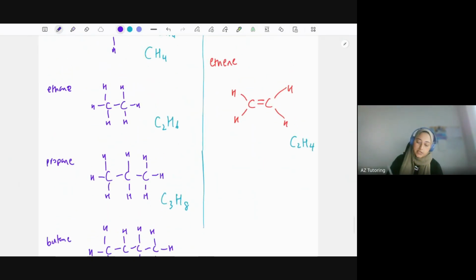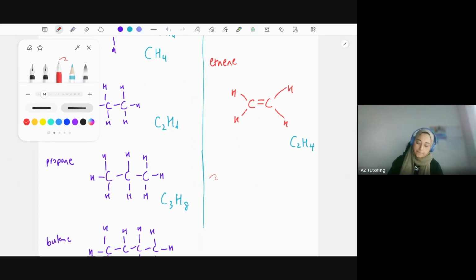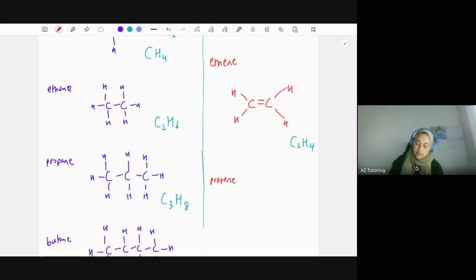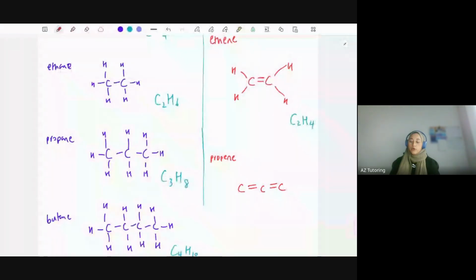Let's do propene. Now this is where people make the mistake. Propene will have 3 carbons and a double bond between the carbons, but you do not put the double bond everywhere. You just choose one place to put it and you keep it there. So you can choose there, or you can choose on the right hand side, but do not stick more than one double bond in.